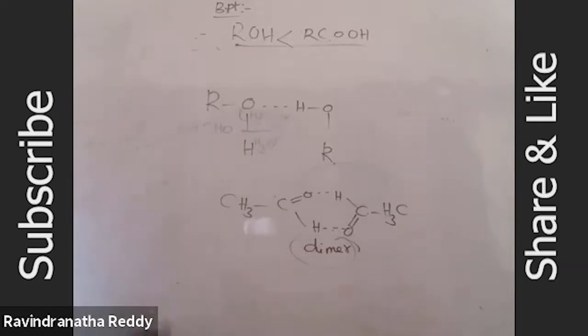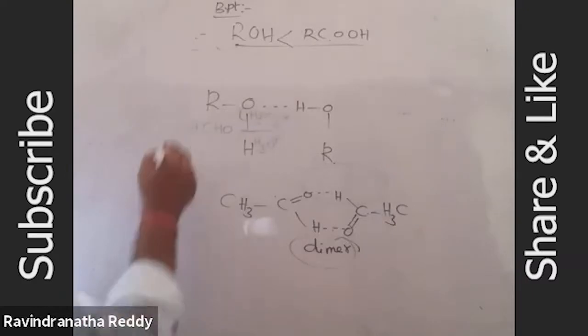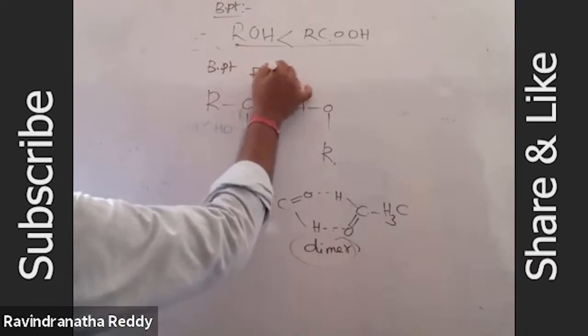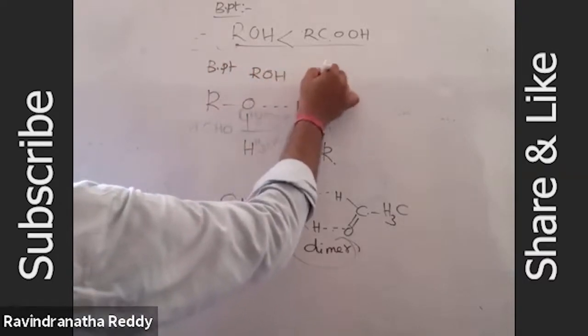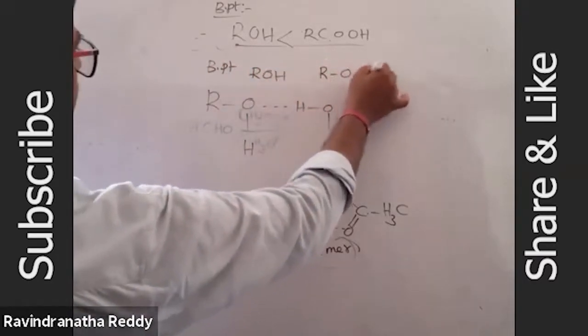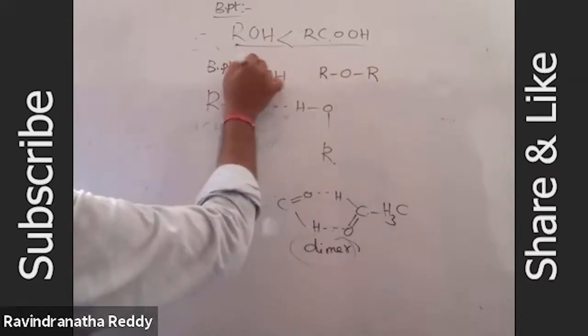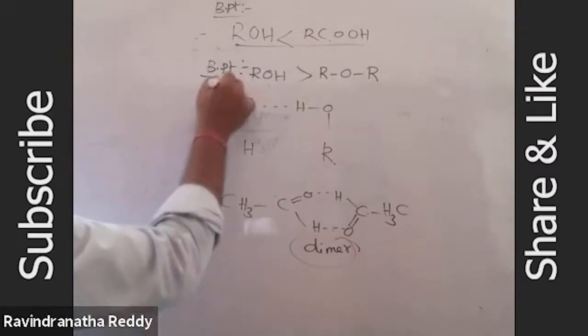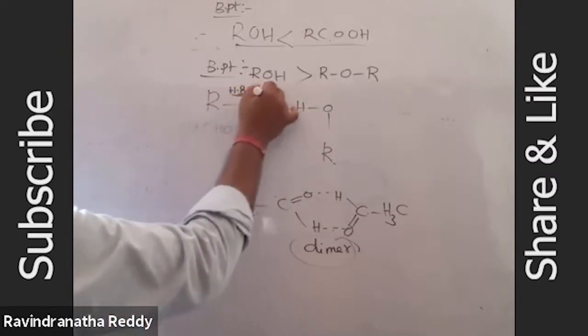So compare the boiling point of alcohol and ether. Alcohol, ether, where is it more? Alcohol is more. Reason: hydrogen bond. Alcohol has hydrogen bonding, ether does not.